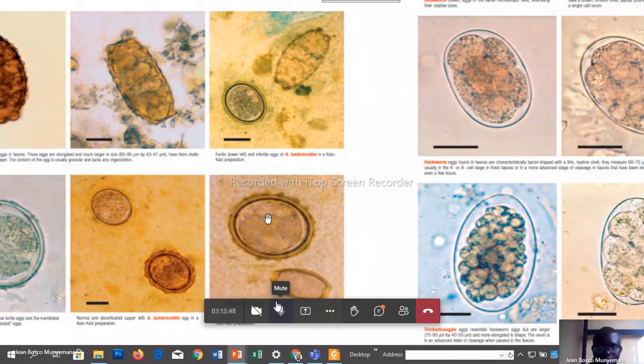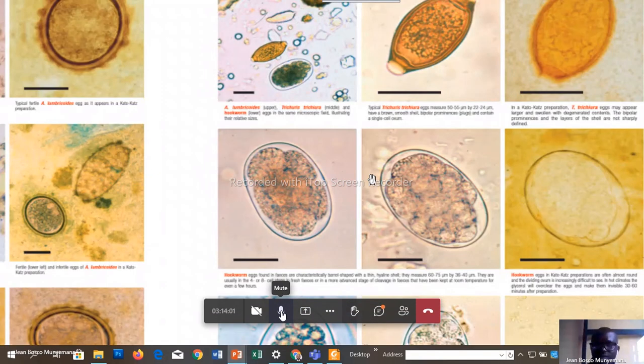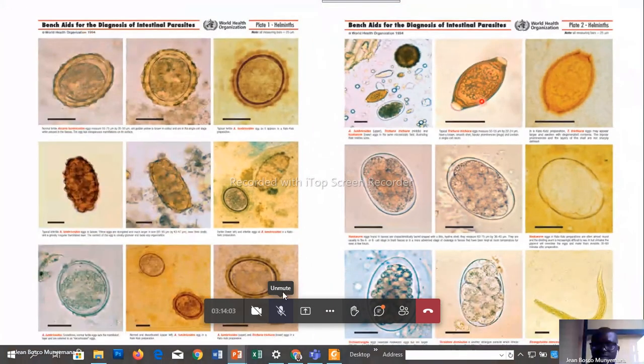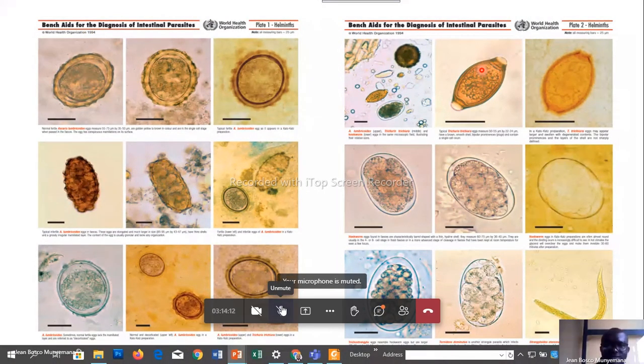But this is Ascaris lumbricoides. This one is Ascaris. So Ascaris has many egg morphologies. Okay? Yes. Let's go to this one. This is Trichuris trichiura. The same for this one.